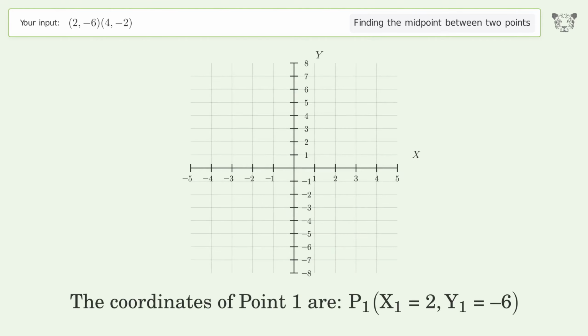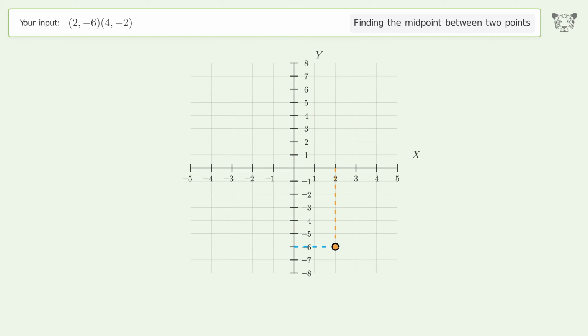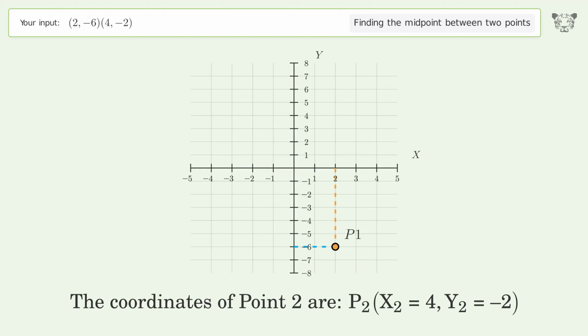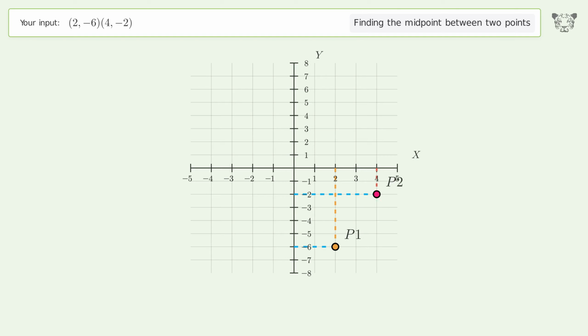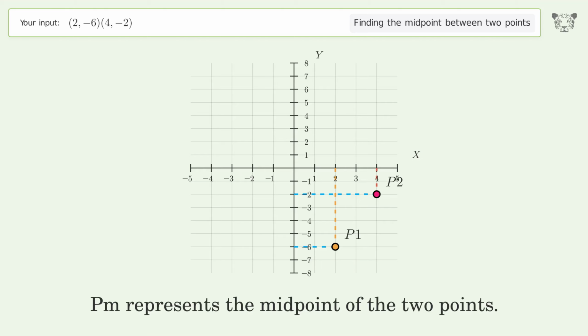The coordinates of point 1 are x1 equals 2, y1 equals -6. The coordinates of point 2 are x2 equals 4, y2 equals -2. PM represents the midpoint of the 2 points.